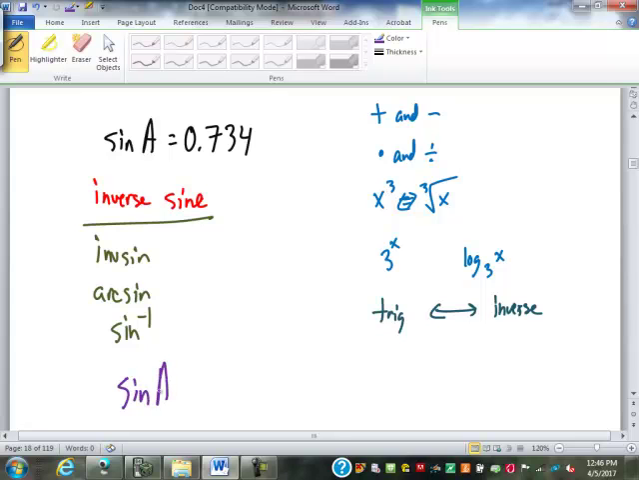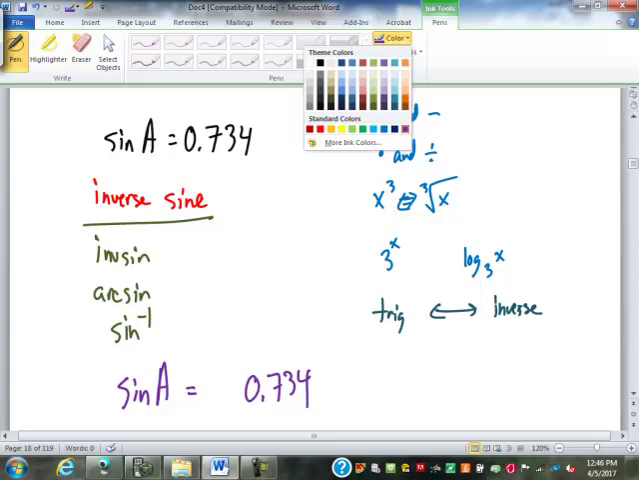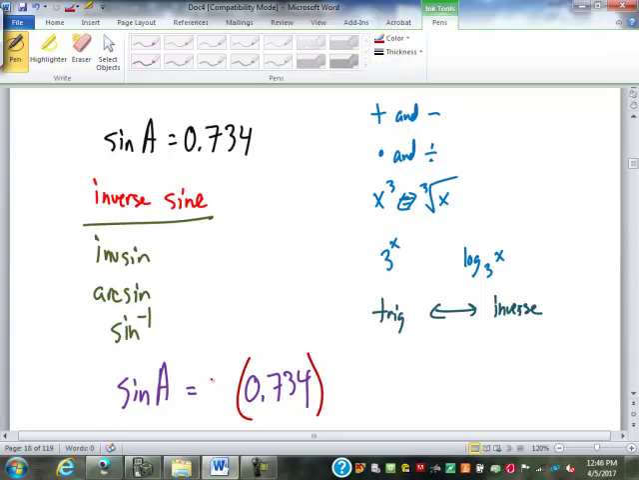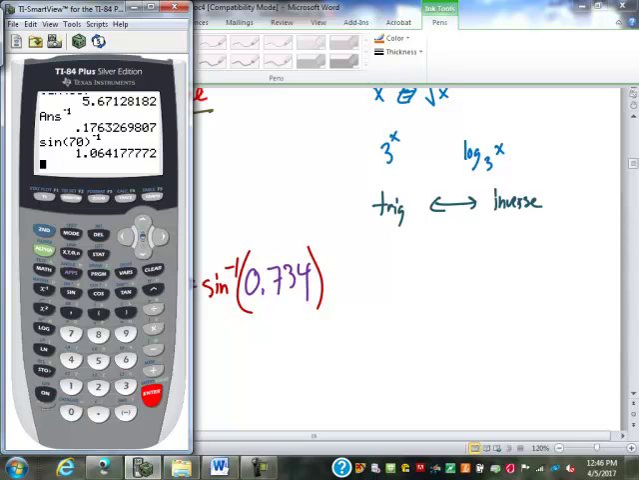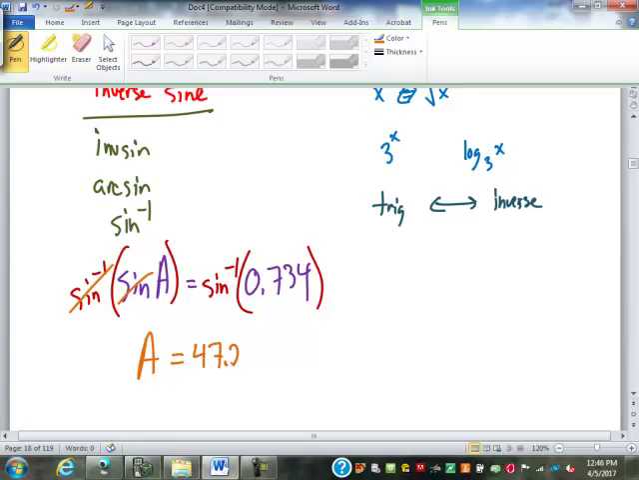So my sine of A equals 0.734. To undo that, the most common notation I use is the sine -1. So that inverse sine cancels out the sine on the left side, and we're left with A. On the right side, it's inverse sine of 0.734. I calculate that and it's 47.22 degrees.